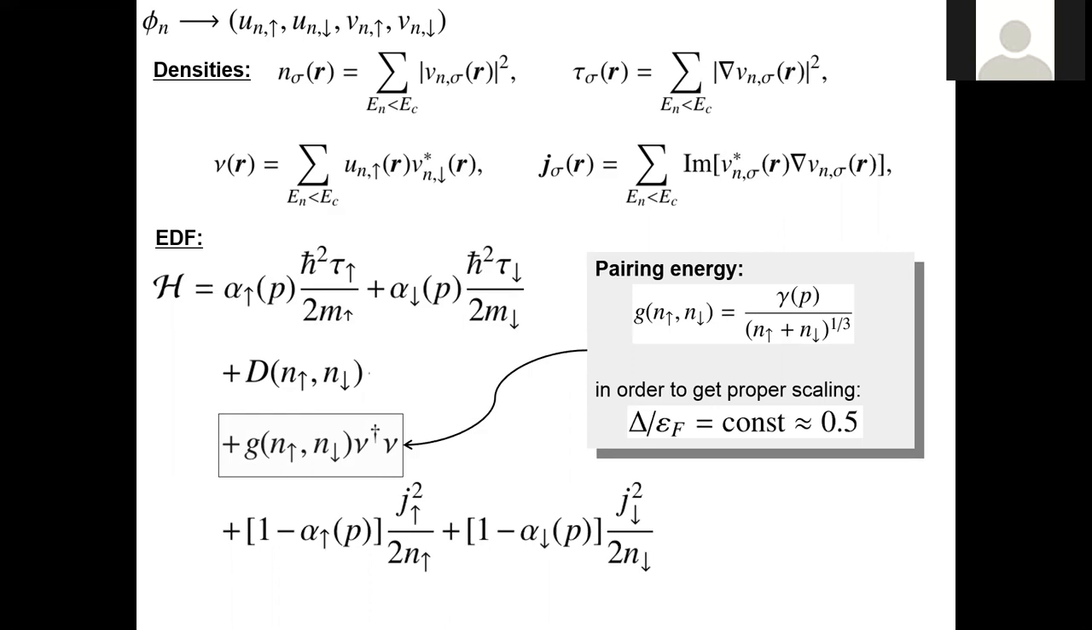which also in principle depends on the polarization, and this has to be adjusted in such a way that the ratio of the pairing gap to the Fermi energy is about 0.5, like it is in the unitary Fermi gas. Then, because we use these effective masses here, we have to correct for the restoration of Galilean invariance, and this is why we have to include these terms, which depend on the currents and on these effective masses. As you can see, if the effective mass is exactly equal to one, these two terms vanish. They are non-zero only if alphas are not equal to one, because then you have to restore Galilean invariance using these current terms. So this is the functional that we use to describe our system, the unitary Fermi gas.